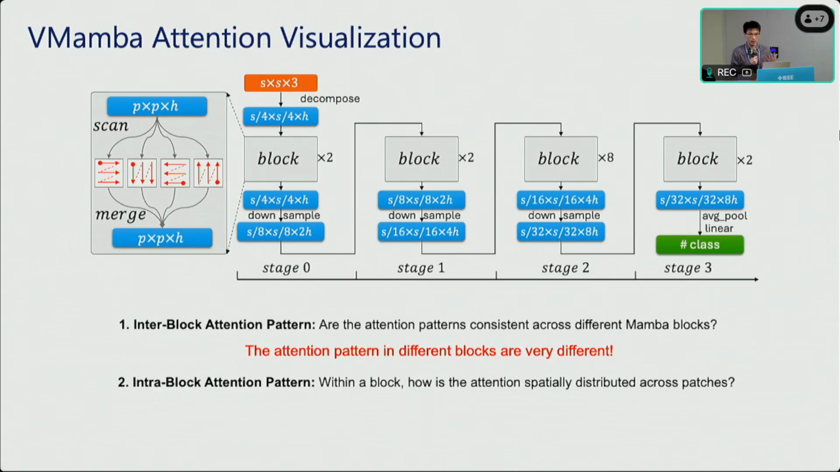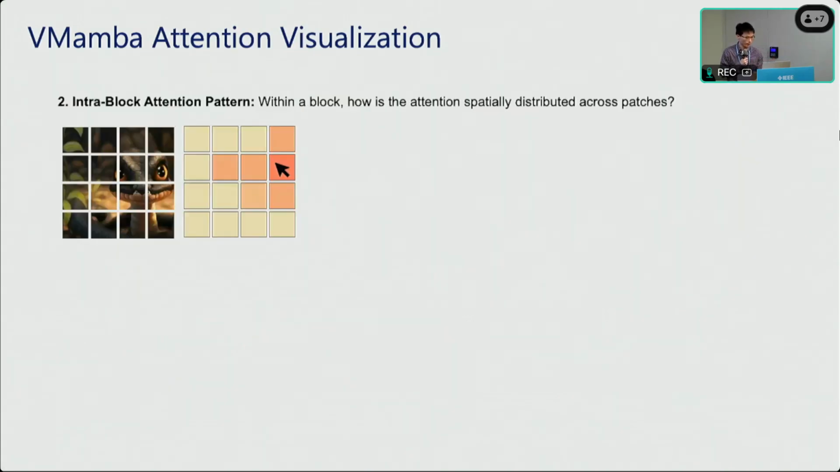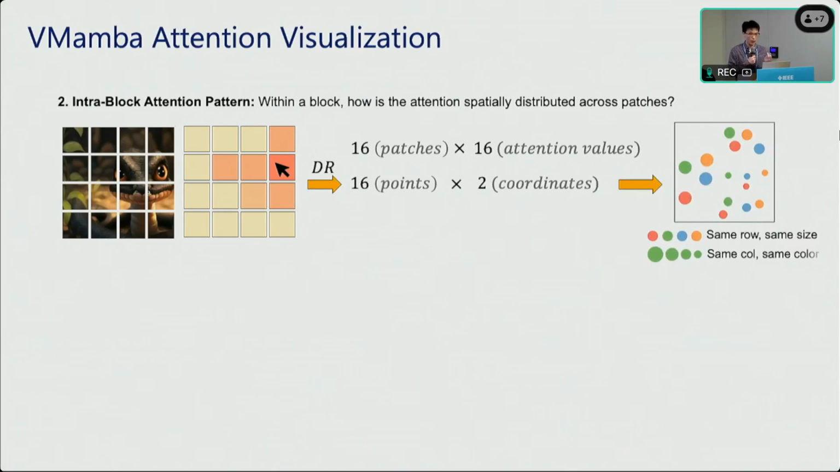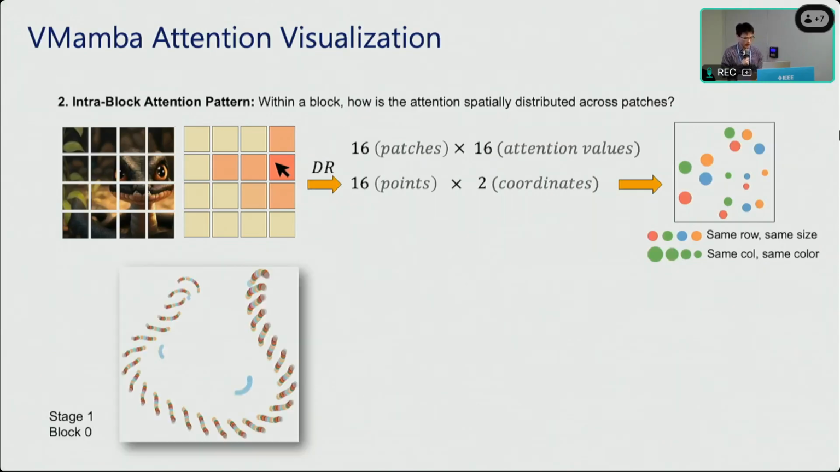What is the attention pattern within a single Mamba block? Let's assume we divide this image into 16 patches, 4 by 4. That means we will learn an attention matrix of size 16 by 16. Using dimensionality reduction algorithms, I can reduce this to 16 by 2. 16 are the 16 patches, and 2 is the 2 coordinates. Using this, we can visualize it as a scatter plot, and we can use point size and color to denote the row and column of the corresponding patch. If you can see on the lower left, this image shows the patches from stage 1 block 0.